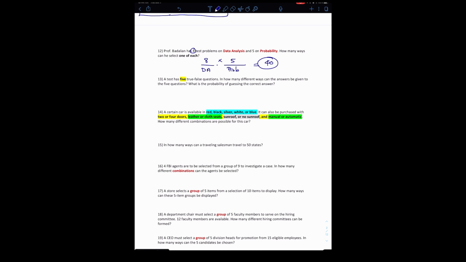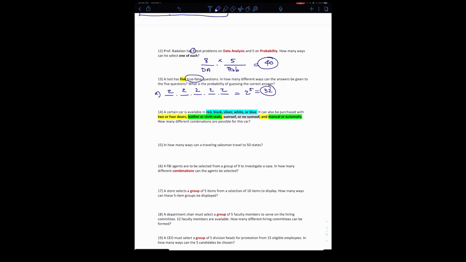Enjoy it. So a test has 5 true-false questions. How many different ways can the answers be given in these 5 questions? So part A, 5 questions. So 1, 2, 3, 4, 5 positions. They could be true, false. That means each one has 2 different possibilities. So that will just be 2 to the power of 5, which is 32.